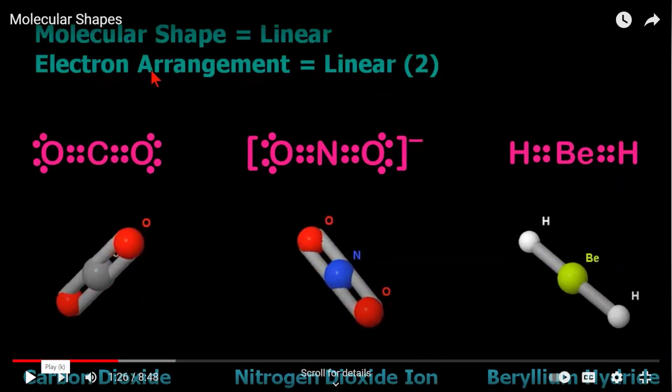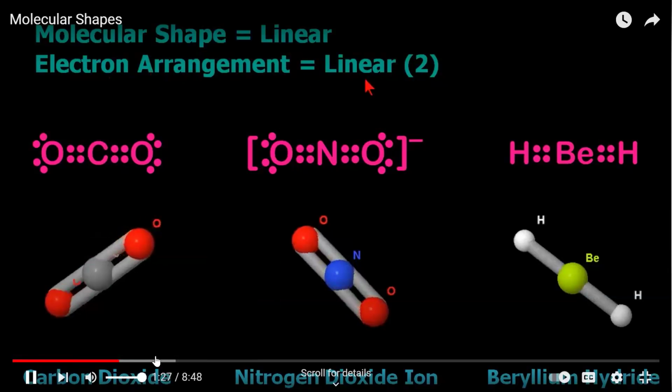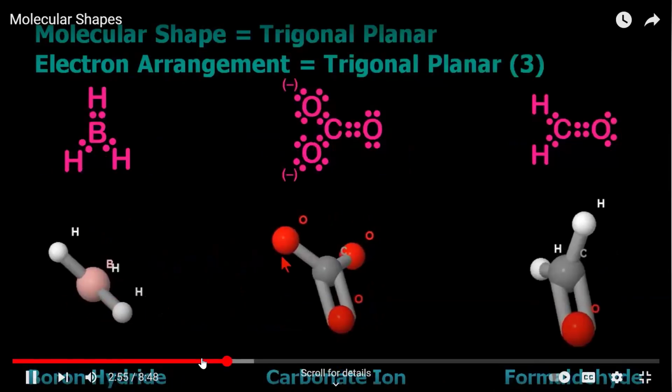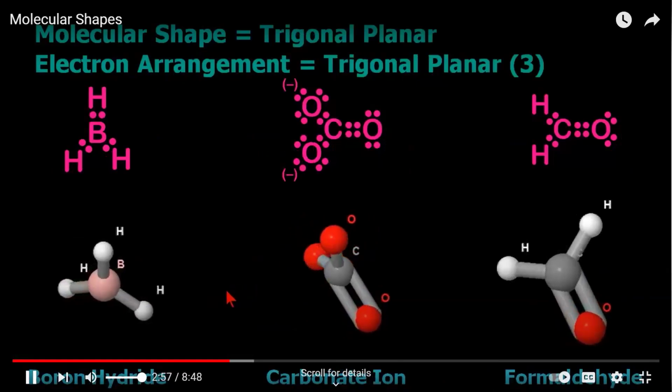Remember, it doesn't matter if it's a single, double, or triple bond. It counts as 1. Right? So all of these have 1 on the left, 1 on the right. This is 2 bonding domains, 0 non-bonding domains. The electron arrangement assumes everything is bonded. This is linear, and the shape of this is linear too. With two pairs of electrons around the central atom and one missing, you'll get a bent shape.